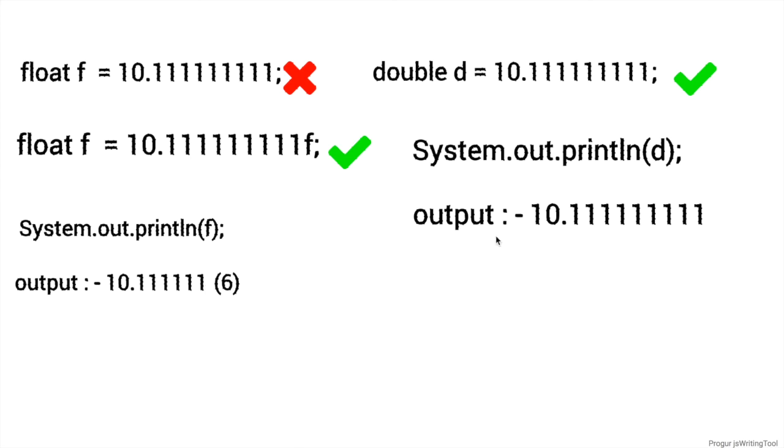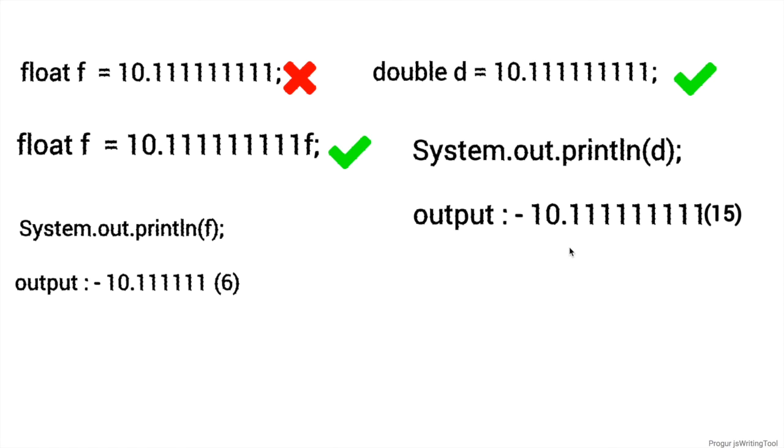But how about double? You are getting all your 9 digits here just because double can store up to 15 digits after the decimal point. The float can store 6 digits after the decimal point, and the double can store up to 15 digits after the decimal point.